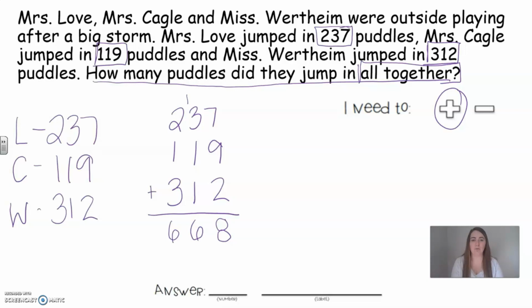Okay, so we've picked apart our problem, we've written our equation up, we've solved it, and now we need to check our answer. Does 668 make sense? Did we add them all up, all together? And did we get an answer that made sense? Yes. So our answer is 668 puddles. Make sure you have the right label. How'd you do? I bet you did great. Okay, so now it is your turn to go ahead and solve your own equations.